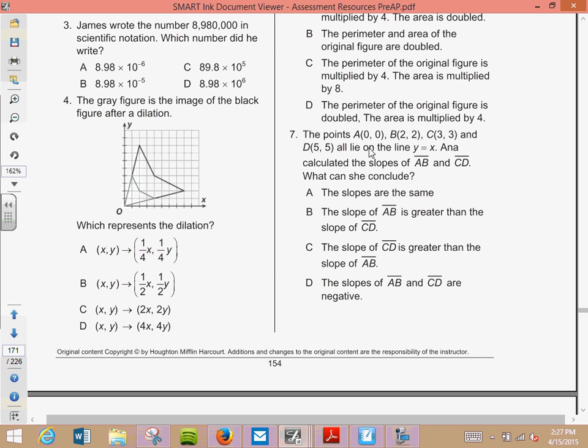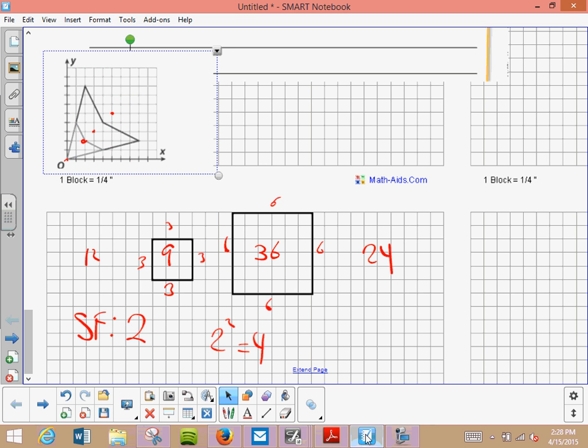The whole line has the same slope. Therefore, the slopes of all those points are the same. That's it. So it has to be A. None of the slopes are bigger than any other because they're all on the same line. If I go back to my thing over here, the slope of this line, isn't it the same for all the points?